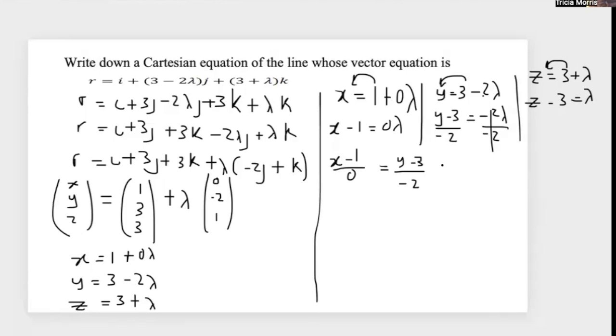So note the difference. Z minus 3 over 1 is different from z minus 1 over 0. If you don't have a lambda, we have to say over 0, but it's okay for the next one to not have over 1. So this is the Cartesian equation.